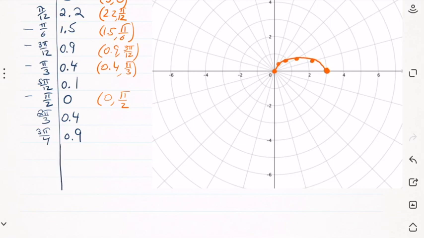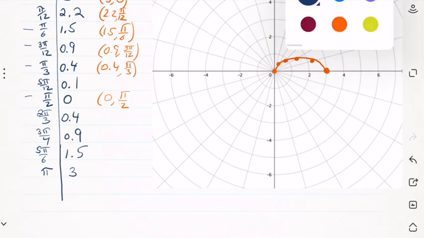And then 5 pi over 6 would be the next one. And that would generate probably the pi over 6, 1.5. And then the 0 angle would be pi, and that would go out 3. So if we plotted those points rather quickly, we would get along this line right about here. Right about here. And then we would have 1.5 right about here.